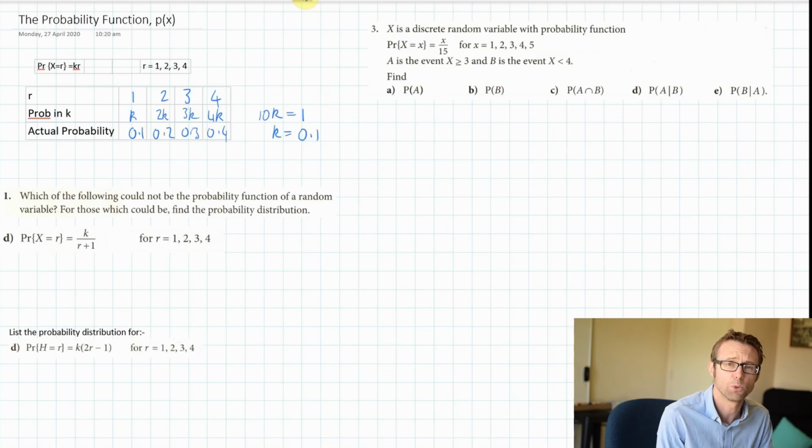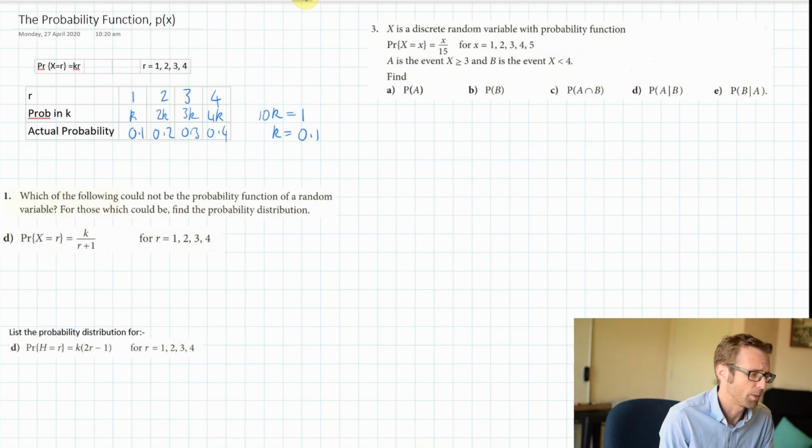So that's a little bit of an introduction to how to do these. I'll try a few examples from the exercise, and then I think you should be able to get on with these yourself. Question 1 says, which of the following could not be the probability function of a random variable? For those which could be, find the probability distribution. Well, I'm just going to do one from this.